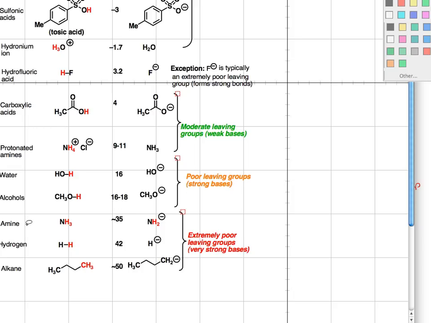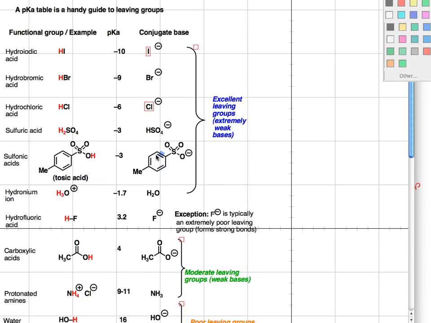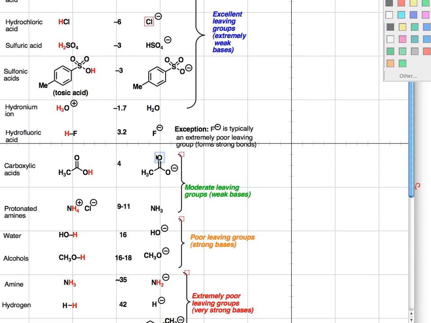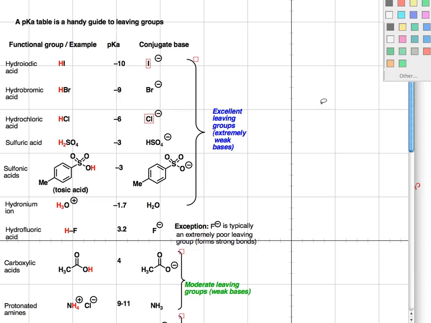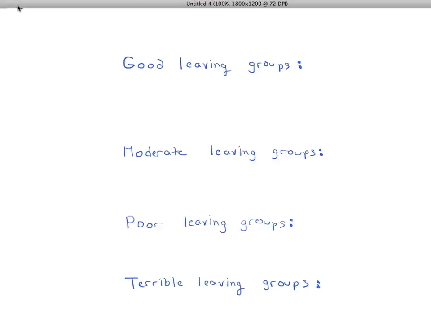And then we get down into even weaker and weaker acids, which means that their conjugate bases are stronger and stronger bases. So NH2 minus is a very, very bad leaving group, as is H minus, and an alkyl anion. So these are extremely poor leaving groups. You'll never see these as leaving groups. So there's really just 4 categories: excellent leaving groups, moderate, poor, and extremely poor. And the pKa table is really your friend when it comes to figuring out what makes something a good leaving group. So let's just make sure we get this in focus here.